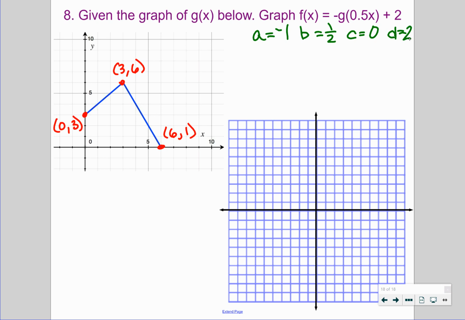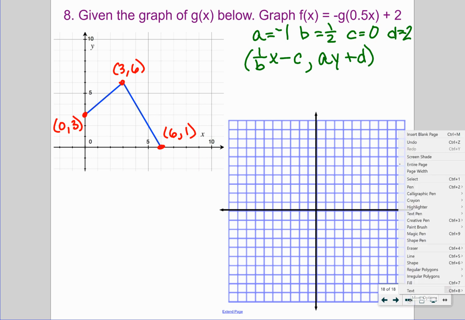It is 2. Here's the formula that we used. It was reciprocal of B times X minus C. That's how all my X coordinates are going to change. That'll give me my final X coordinates. A times Y plus D. That's how my Y coordinates are going to change. It's going to give me my final Y coordinates.